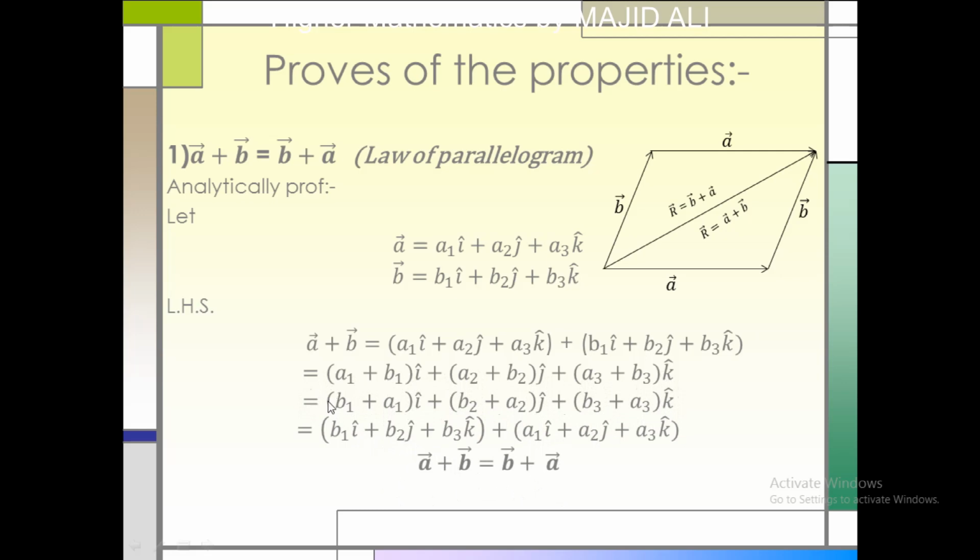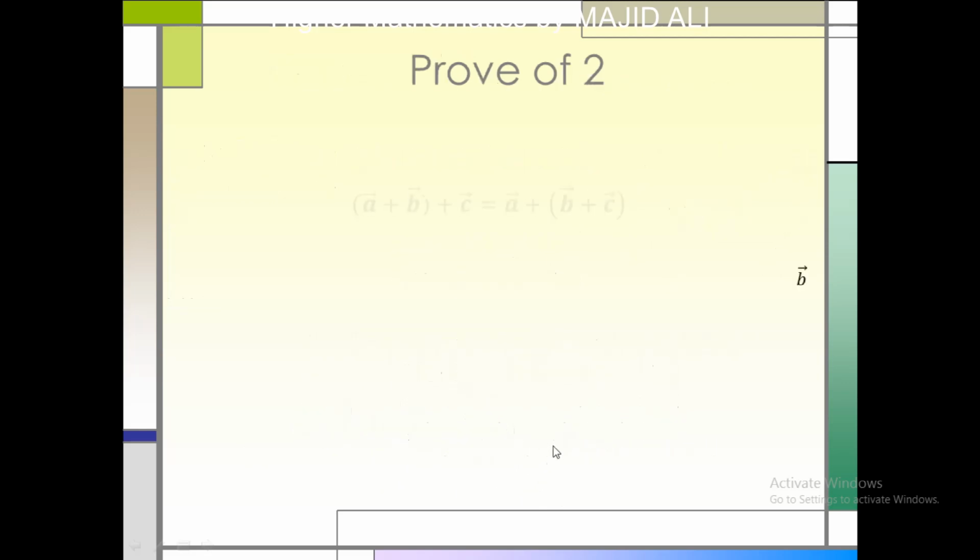In the vector here, all the components of vector a are first, then the vector b is first, and then the vector a is second, as we have seen here that a is at the second point. Now the proof of the second property, which is the associative law.